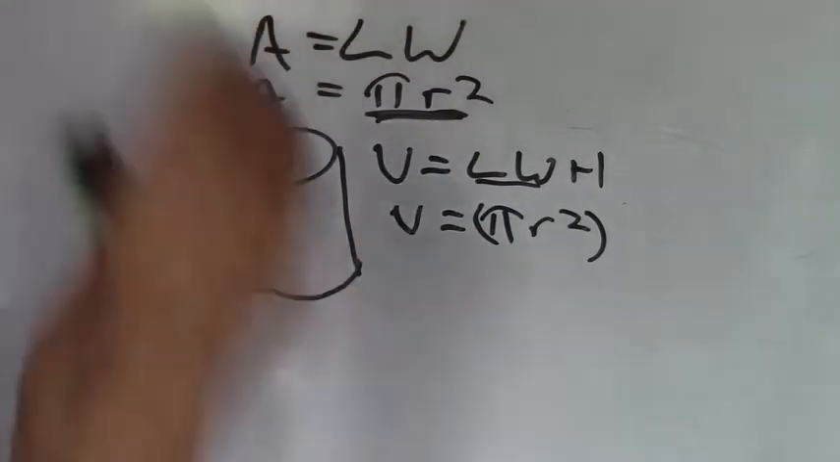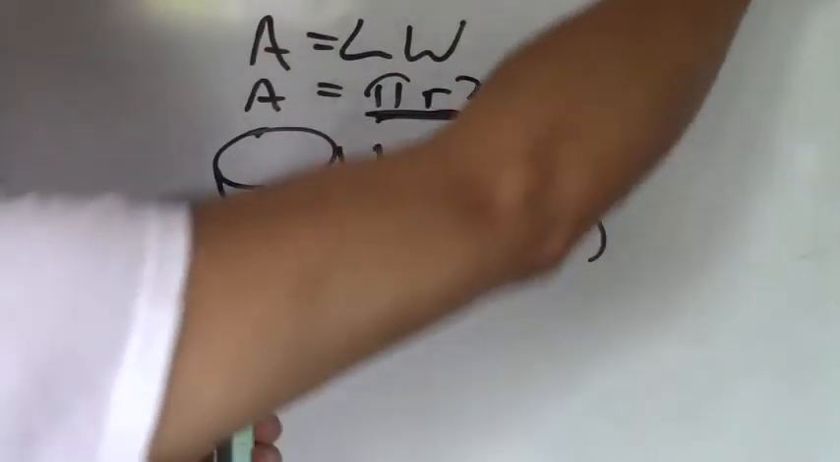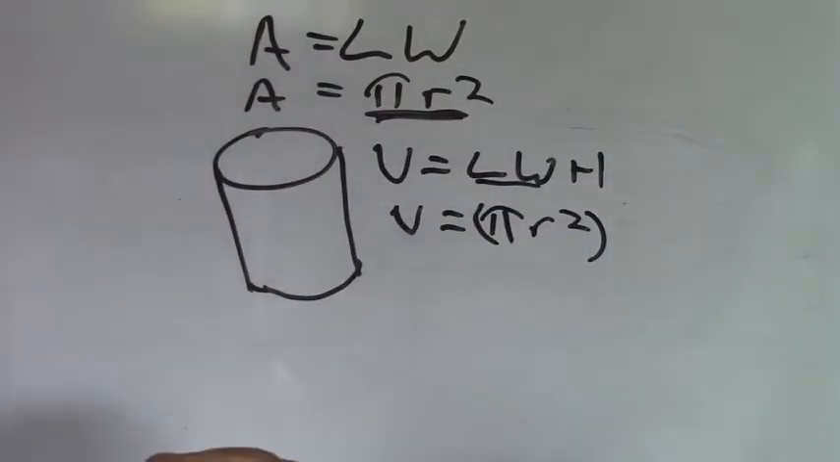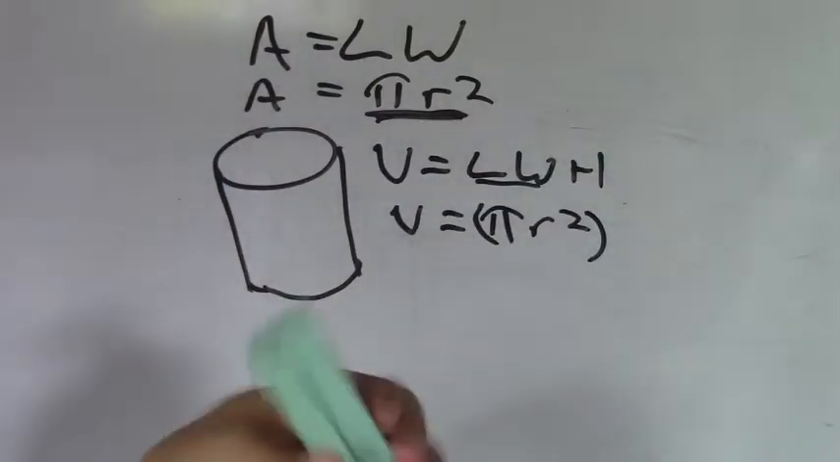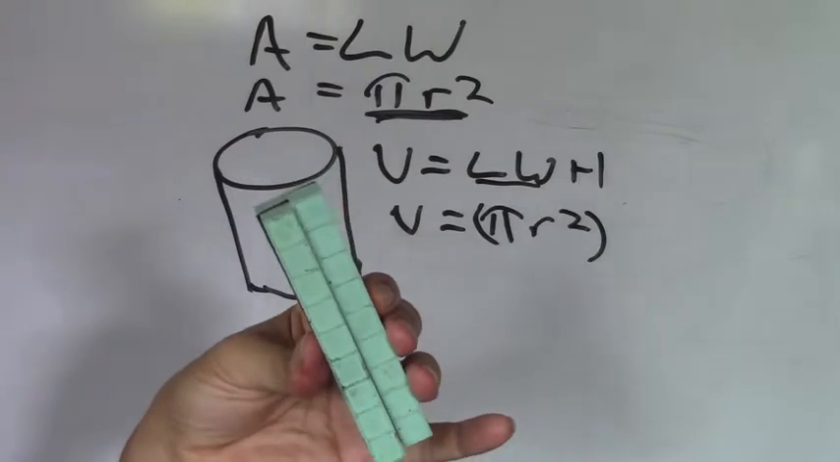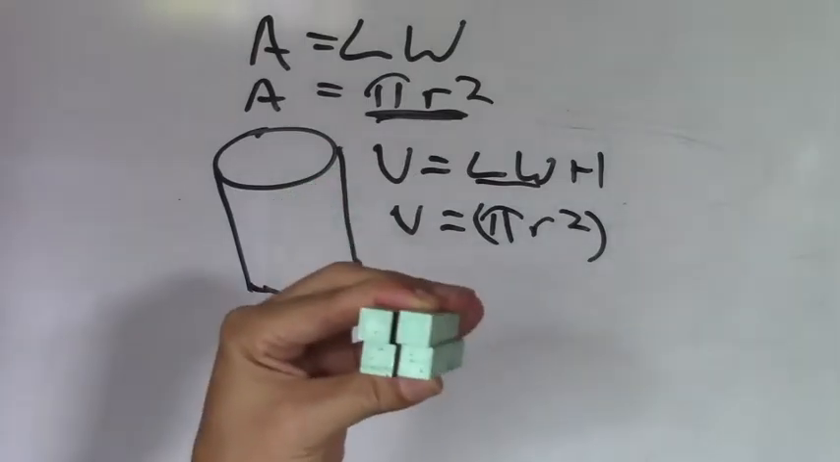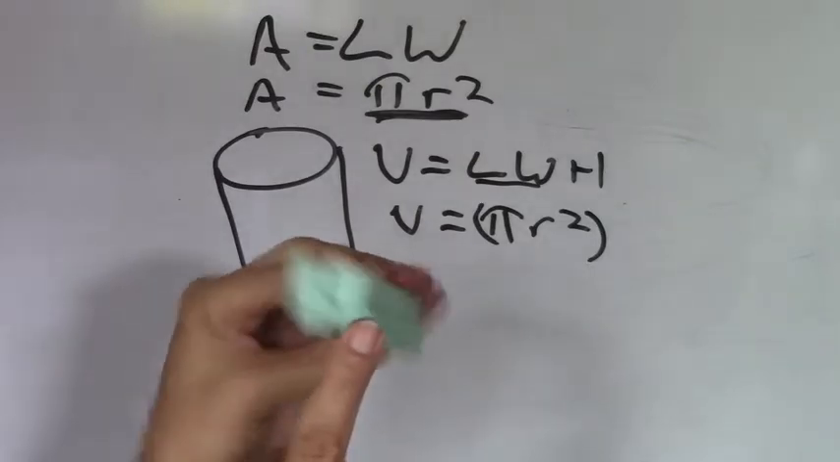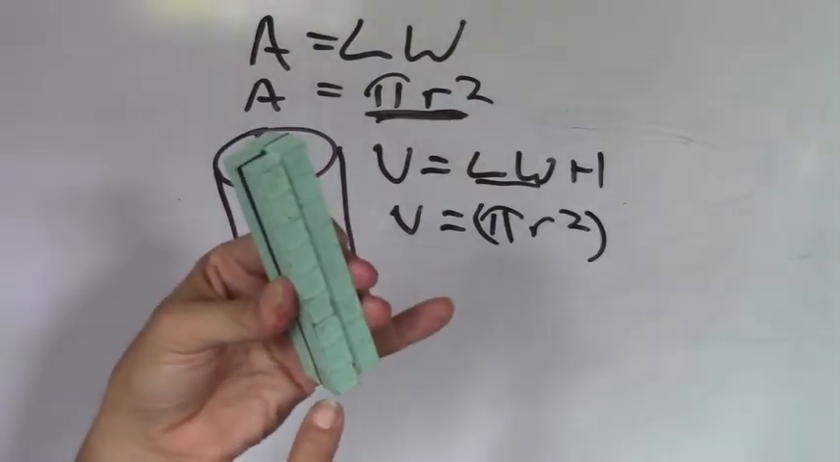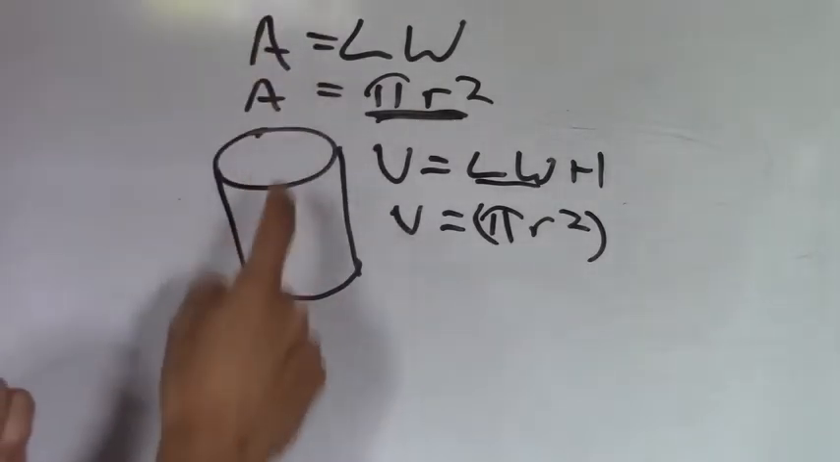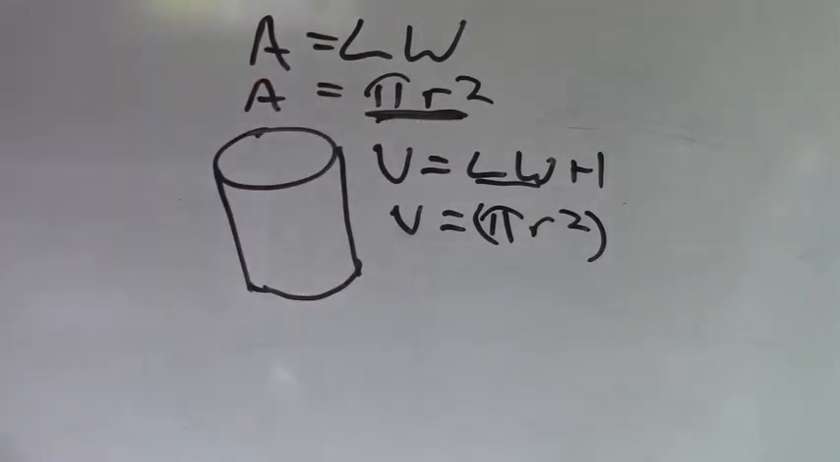If I had this, this, and this, do I not just take the area up here and multiply it by the height? You do. Is that not how I find it out? I find the area of this, and then I multiply it by the height. Yeah. So if I change my shape to a cylinder, what do I have to do? Multiply it by the height.